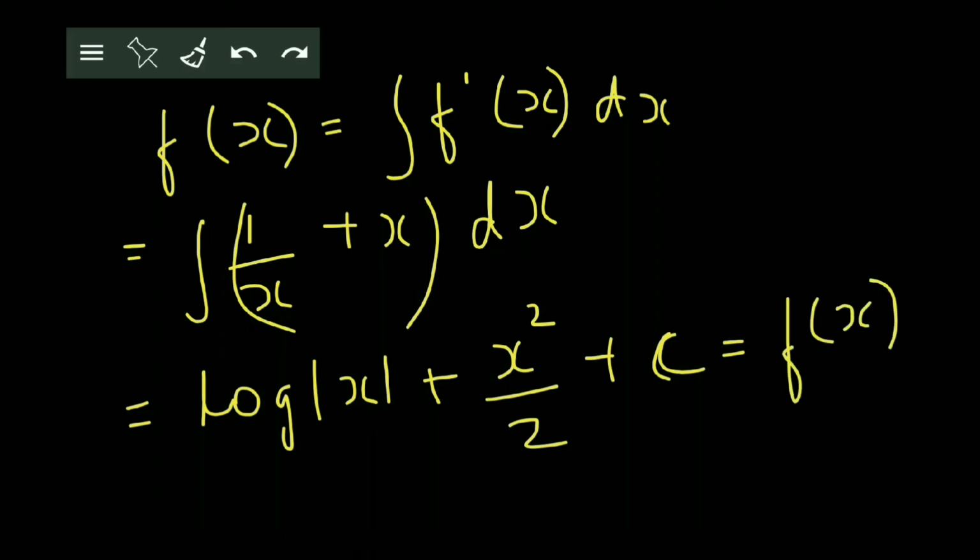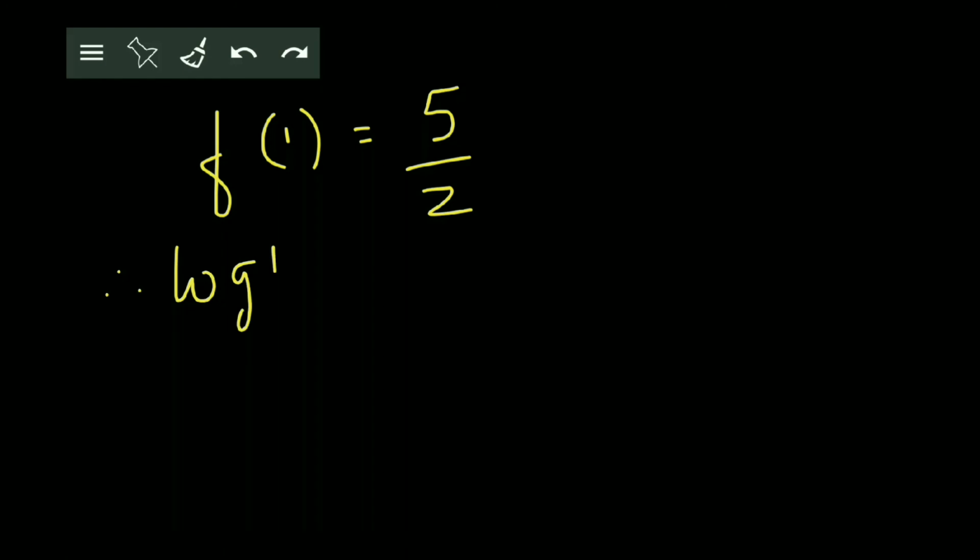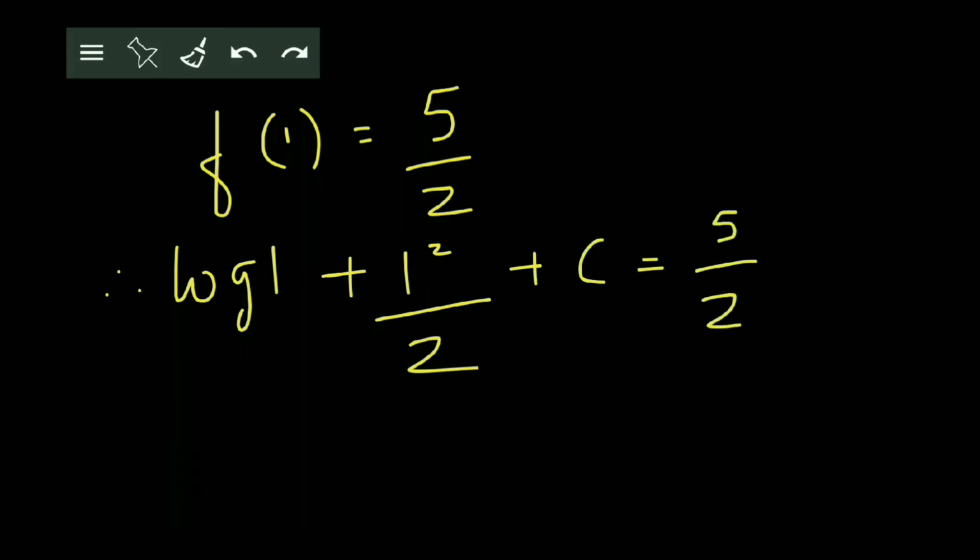However, we need the answer for c. For that, we use the data that they have given. They have given us that f1 is 5 upon 2. So here we have f1 equal to 5 upon 2. In the formula for fx, we substitute x as 1. So we get log 1 plus 1 square upon 2 plus c is equal to 5 upon 2.